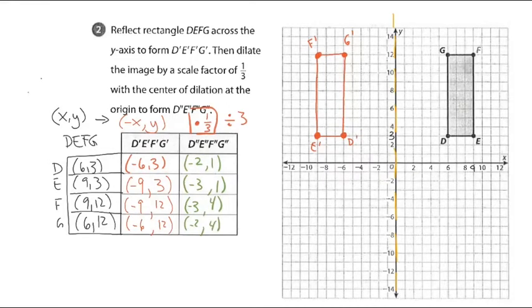Plot my new points at -2, 1. -3, 1. -3, 4. And -2, 4. And so they know I didn't do any other types of reflections. Mark the final points, E double prime, F double prime, and G double prime. Again, I'm looking in chat to see if there are any questions on that.